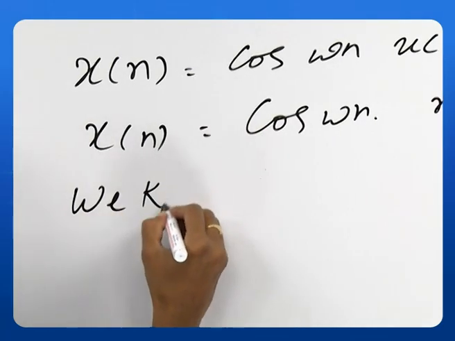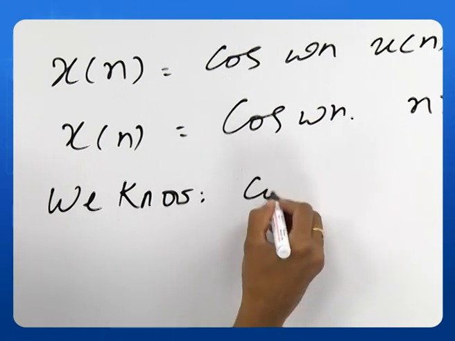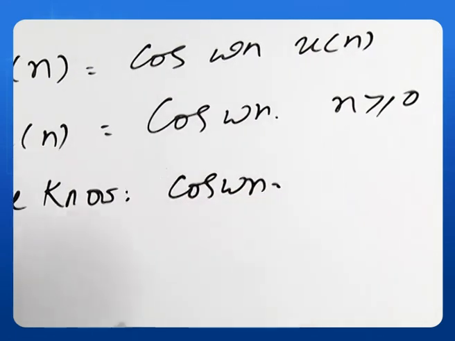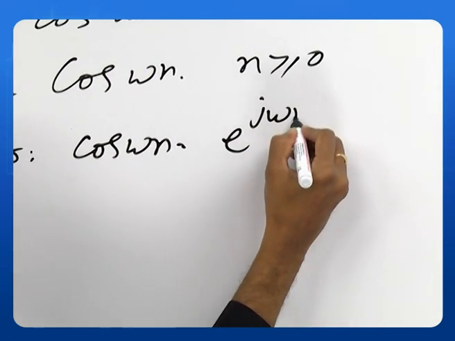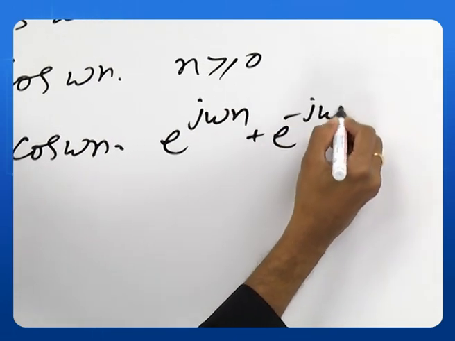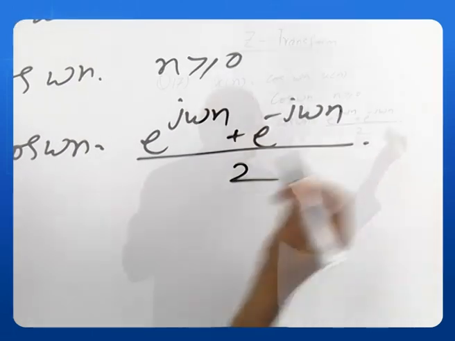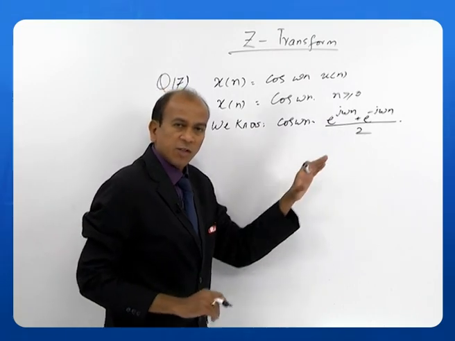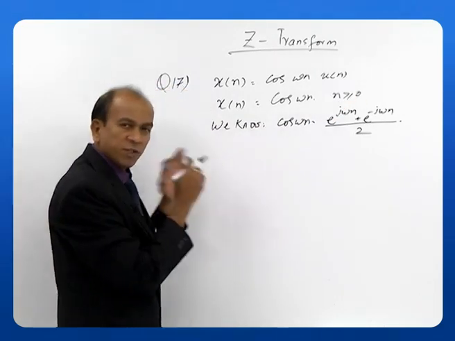What is cos omega n for us? We know cos omega n can be written as e to the power of j omega n plus e to the power of minus j omega n, divided by 2. This formula we all know. So let us use this here. Let us write down what the formula is first.